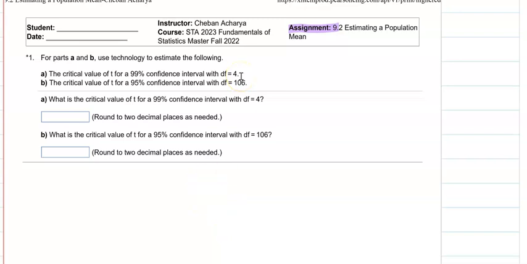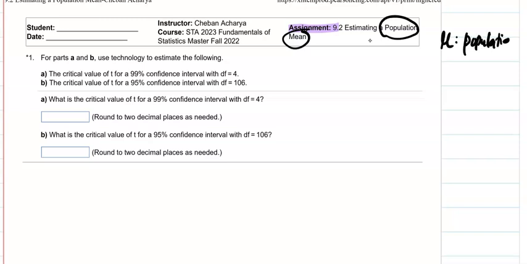Hello, Chiban Acharya again. In this video, I'll do the section 9.2 homework, estimating a population mean. So last section in 9.1, we did estimating population proportion. Here we do estimating population mean. I just want to let you know that the population mean has a symbol as a mu. That's the population mean.